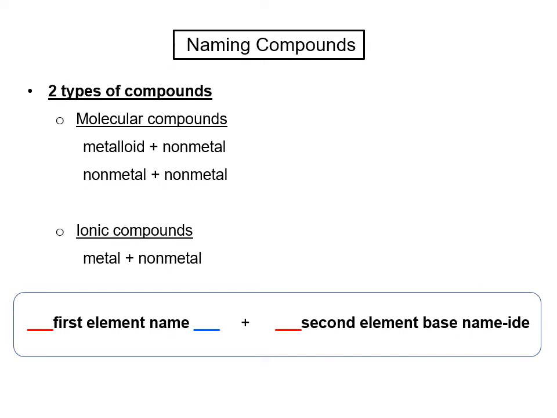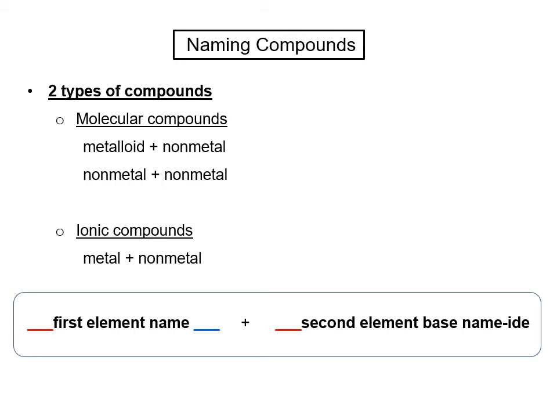Right. Next, we're going to look at naming compounds. Remember that compounds are pure substances that are made up of two or more different types of elements. So there's two different types of compounds. There's molecular compounds and there's ionic compounds. First, we're going to look at molecular compounds and then we'll look at ionic compounds. So remember, molecular compounds can be made up of a metalloid and a nonmetal, or they can be two nonmetals joined together. Whereas ionic compounds are made up of a metal plus a nonmetal.